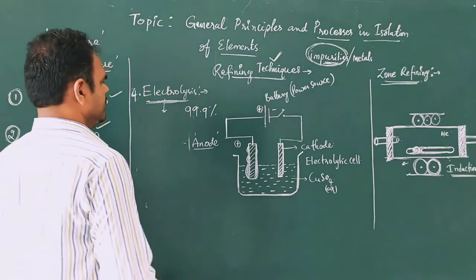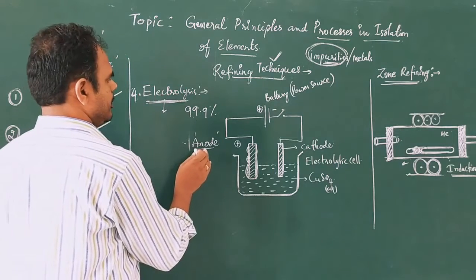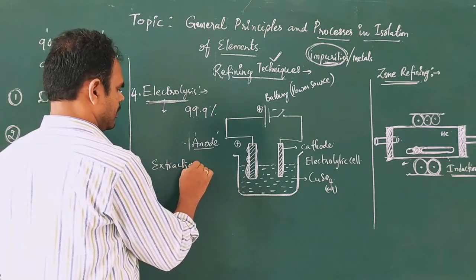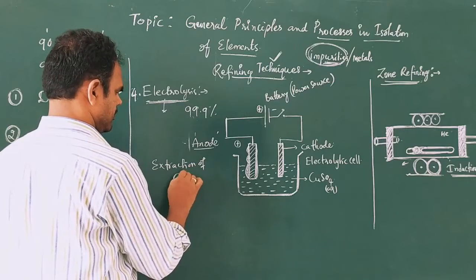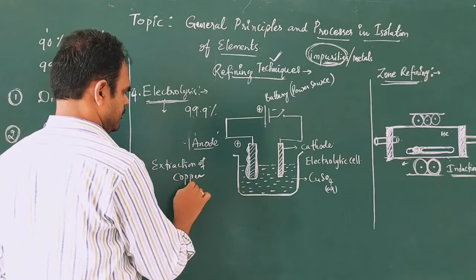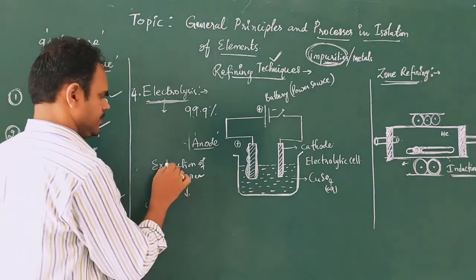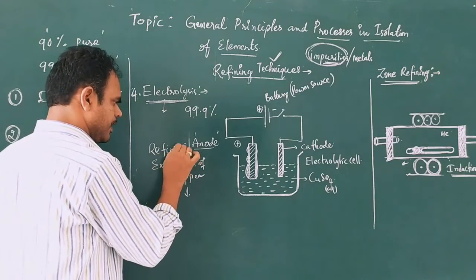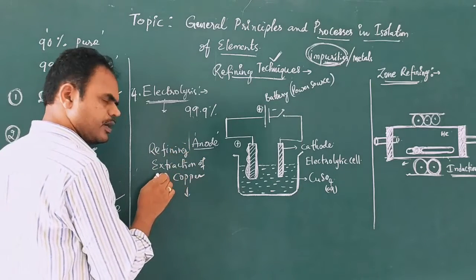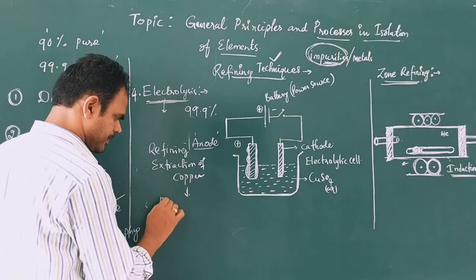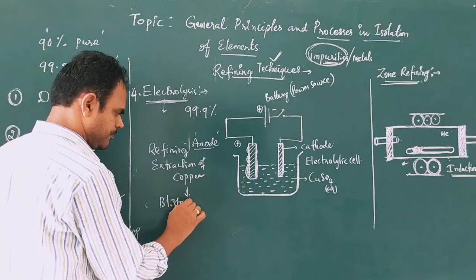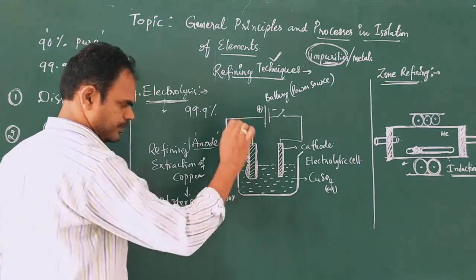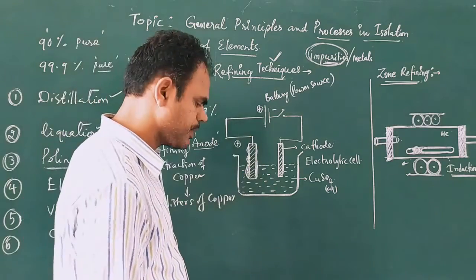So what is the example we will take? The extraction, or rather the refining (refining is the suitable word here), of copper metal from blisters of copper. We were talking about blisters of copper.